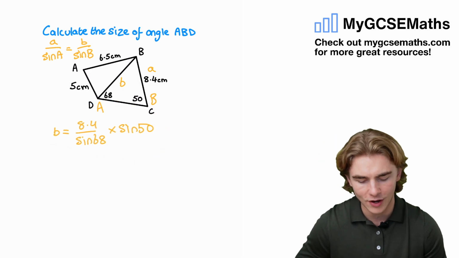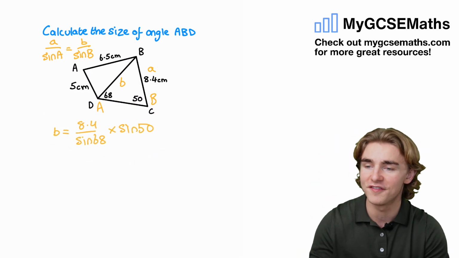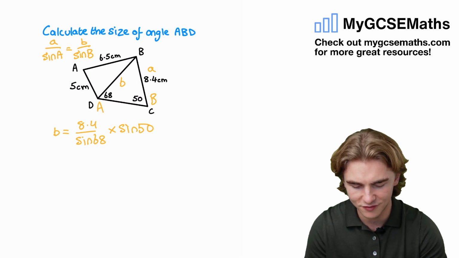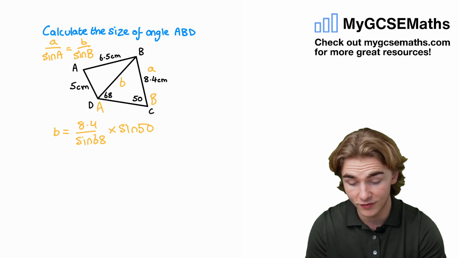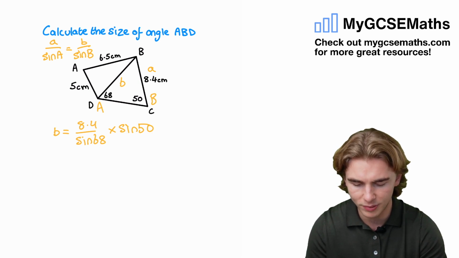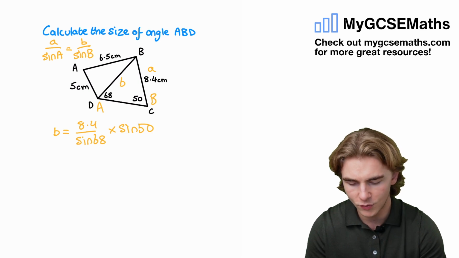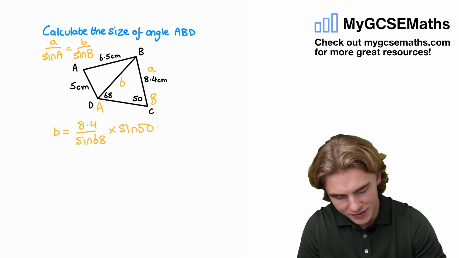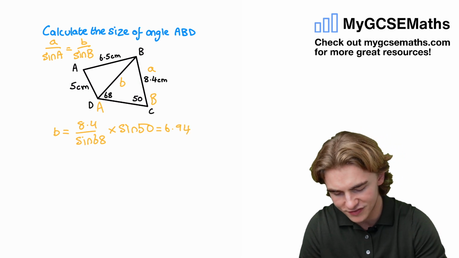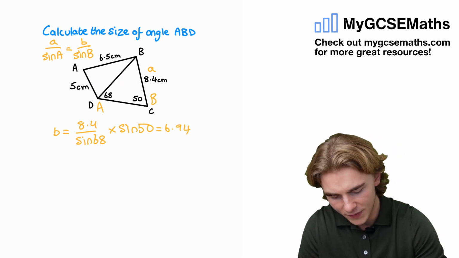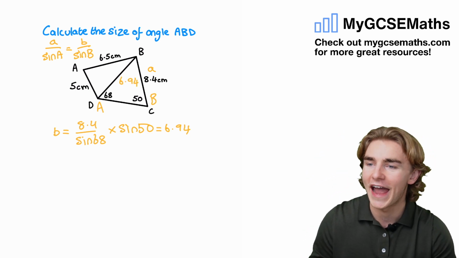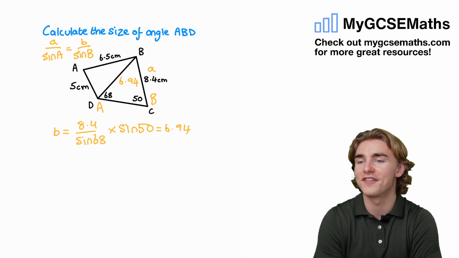Next step, guys, let's use our trusty calculator and calculate the value of b. So we're going to have 8.4 divided by sine of 68, I should say. Need to be very careful, guys. And then we're going to multiply that by sine of 50. We bring that into our calculator, and we're going to get that b is equal to 6.94 to 2 decimal places. So I'm going to rub out b on our diagram and write in 6.94.